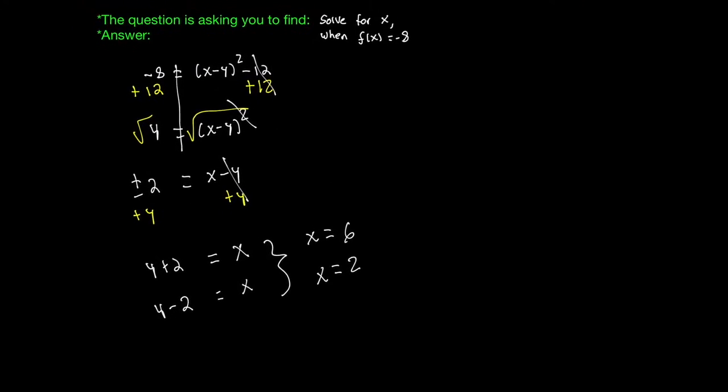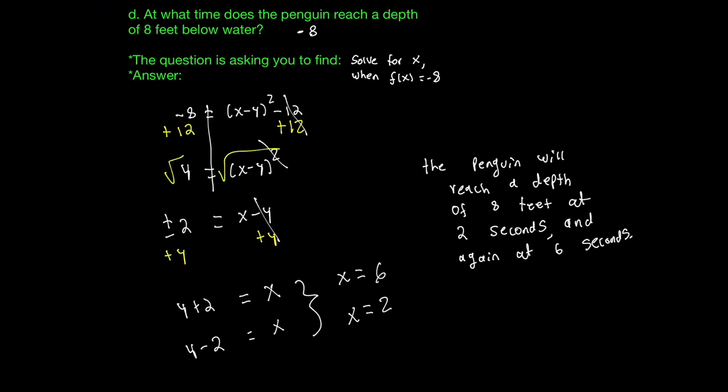So here are the solutions. Hence, the penguin will reach a depth of 8 feet at 2 seconds and again at 6 seconds. The first time it reaches 8 feet, that's when it splashes inside of the water. And then it's going to reach 8 feet again once it begins to exit the water. And there you go.